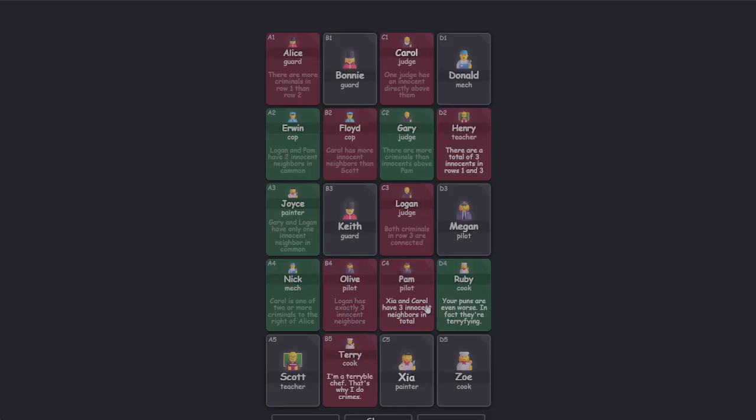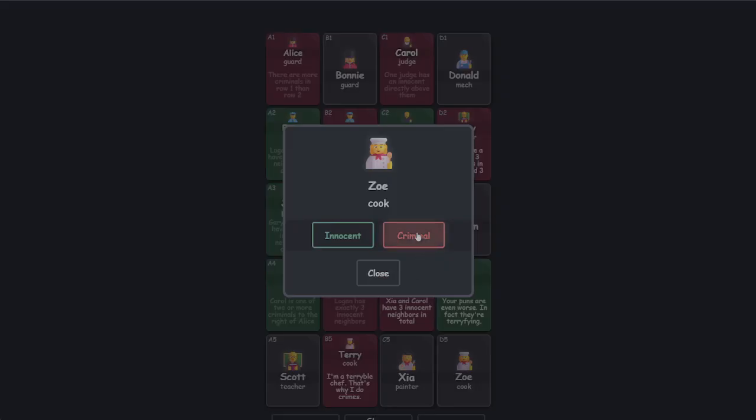Zia and Carol have 3 innocent neighbors in total. So we know one of Bonnie or Donald is innocent already from other clues. Gary is innocent, so that's 2. And then Zia already has an innocent neighbor in Ruby. Therefore, Zoe is not innocent and is a criminal.